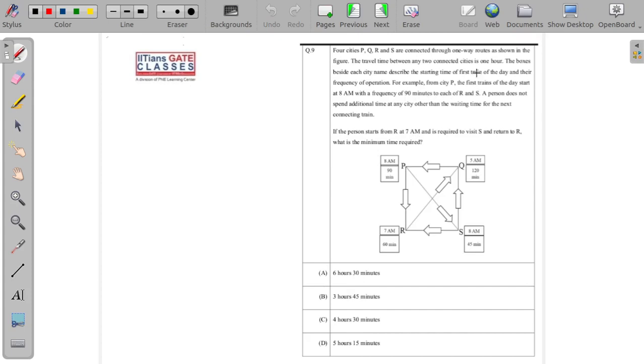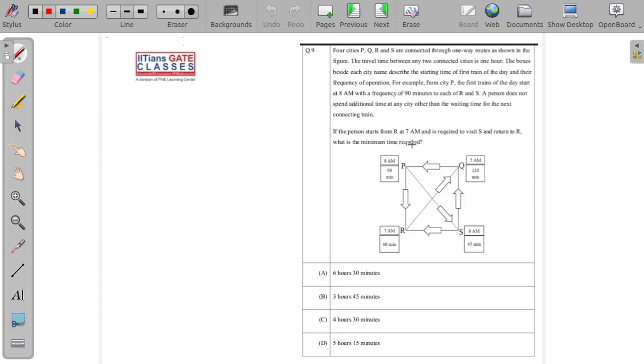4 cities P, Q, R and S are connected through one-way routes as shown in the figure. The travel time between any two connected cities is 1 hour. The boxes beside each city describe the starting time of first train of the day and their frequency of operation. So for example, from city P, the first train of the day starts at 8 a.m. with frequency of 90 minutes. Same for R and S. A person does not spend additional time at any city other than the waiting time.